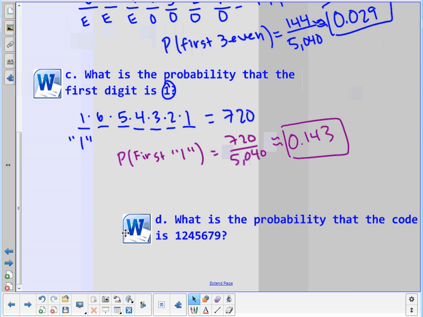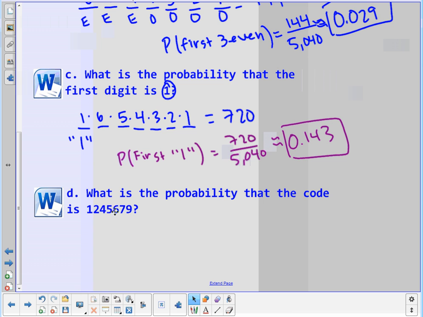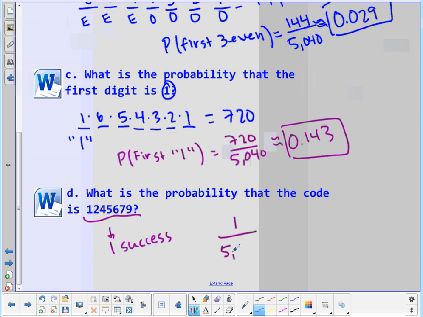And then the last question for this one, what's the probability that the code is 1, 2, 4, 5, 6, 7, 9, that they just go in order? Well, there's only one success. If I list the digits in order, there's only one way that I can arrange them. So the probability of that code would be 1 out of the total, which is 5,040.